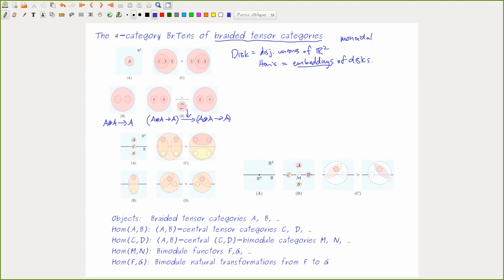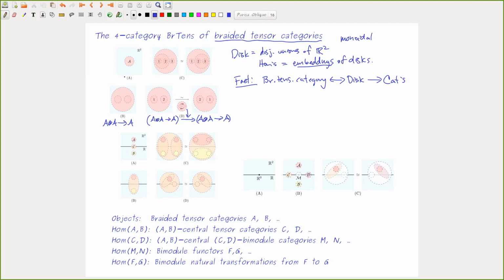It's a very natural thing to think about if you're studying surfaces. And so a fact is that a braided tensor category is the same data as a functor from disks to categories.